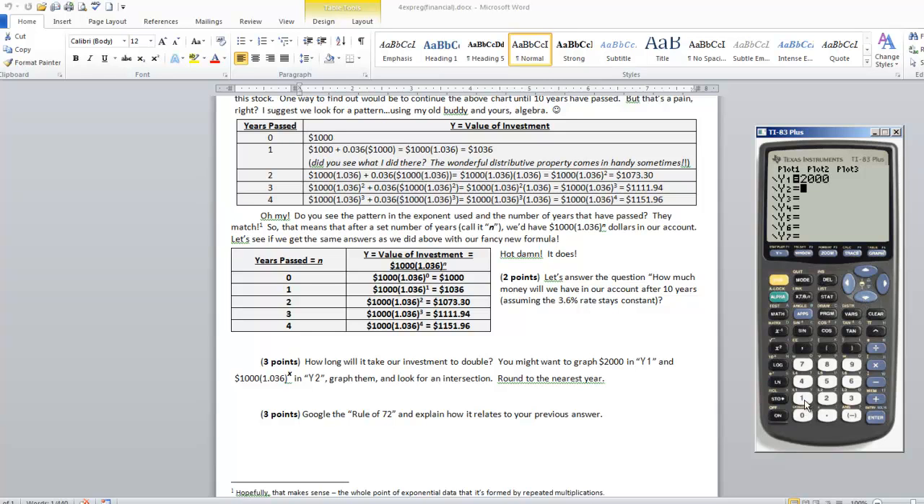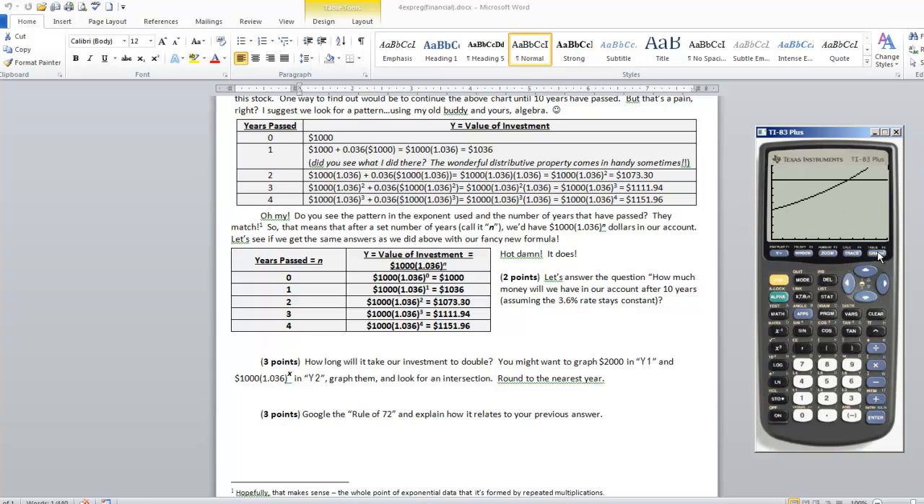And then down here, the function is 1,000 times 1.036 to the x power. Now, if you just hit graph, you're going to get whatever window you were playing with last. So I think we should go to window. I'm going to go 0 to 30 for 30 years, so we're going to let this thing sit in there for 30 years. Y min, 0's fine. Y max, I know I want that to be $2,000, so I tend to like my window to go a little bit higher than what I'm looking for the intersection of.